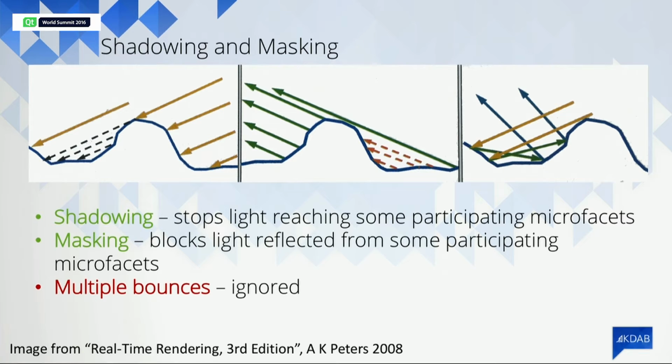Same thing for the light that actually has been reflected. Some of it may hit some other hills on the way out and be occluded that way. And then finally, we should probably worry about multiple bounces of light at this microscopic scale, but here and in current cutting edge shaders, this is still ignored.